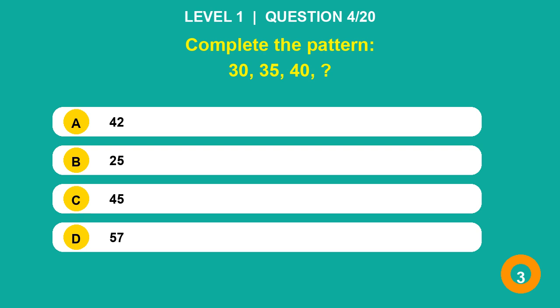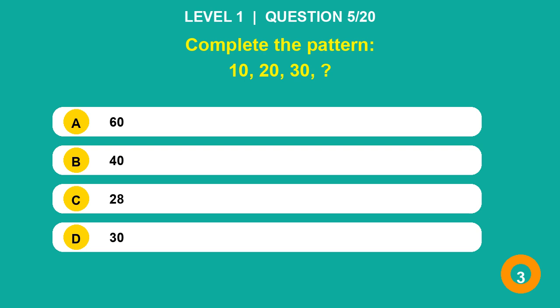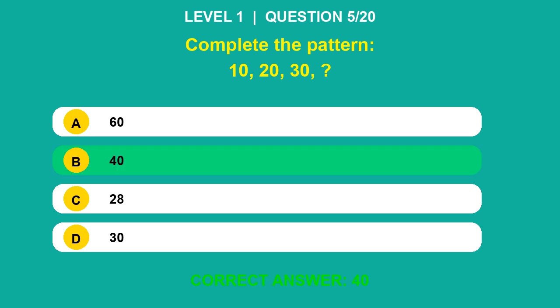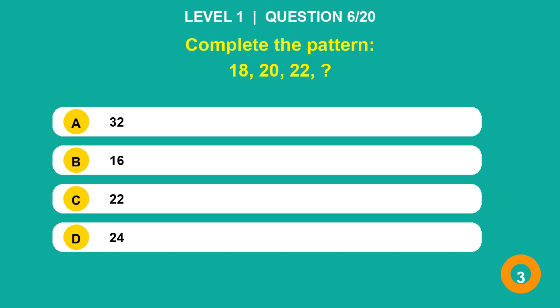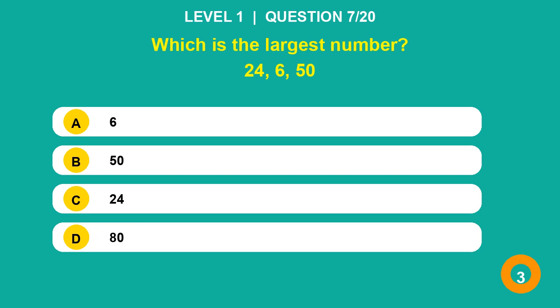Complete the pattern. 30, 35, 40? Answer is 45. Complete the pattern. 10, 20, 30? Answer is 40. Complete the pattern. 18, 20, 22? Answer is 24. Which is the largest number?